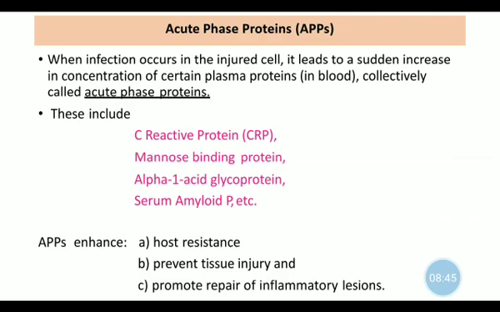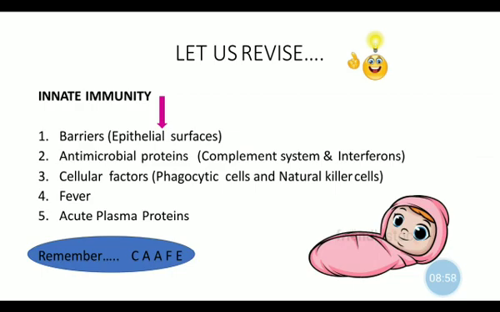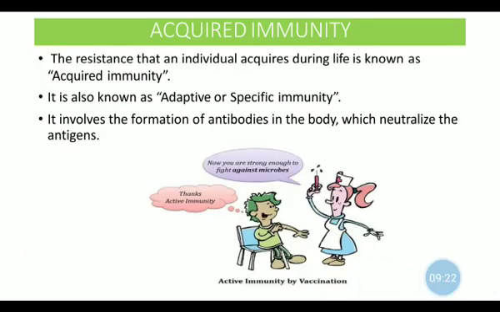Acute phase proteins enhance host resistance, prevent tissue injury, and promote repair of inflammatory lesions. Let us now study about acquired immunity. So students, we have studied in innate immunity about barriers, antimicrobial proteins, cellular factors, fever, and acute plasma proteins. Let us now study about acquired immunity.